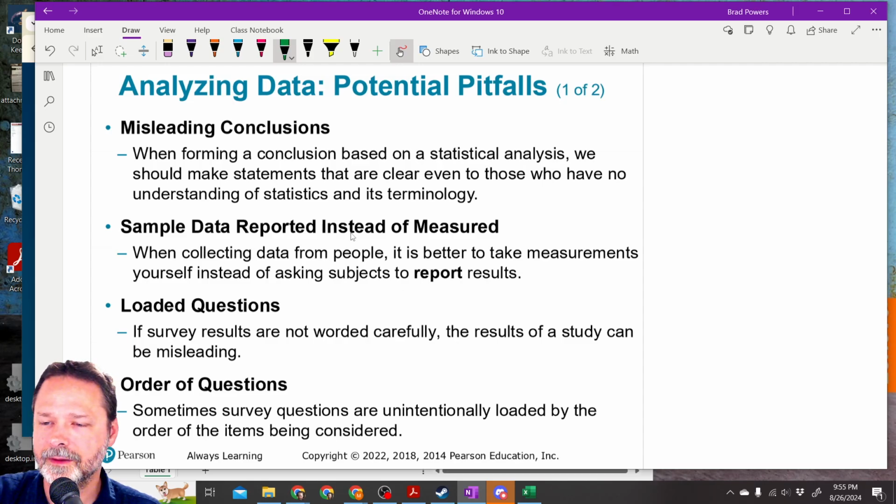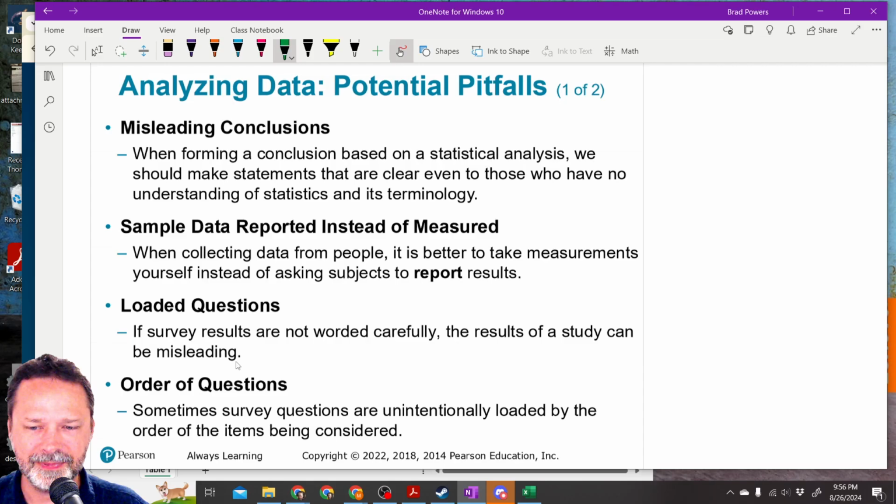Sample data reported instead of measured. When collecting data from people, it is better to take measurements yourself instead of asking subjects to report results. You've got to make sure your data is accurate. It's good data. Loaded questions. If survey results are not worded carefully, the results of a study can be misleading. And there are example after example of that. That happens all the time. And you've got to wonder, is that an accident?